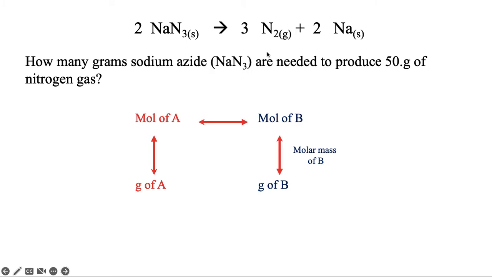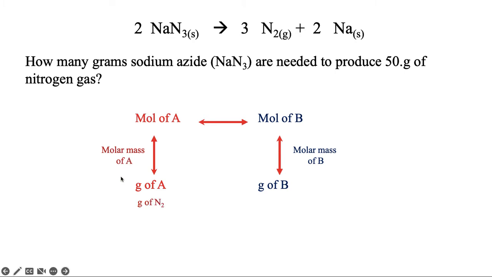So the first thing that I need to do is take that amount of grams and convert it into moles. And I do that by using the molar mass of A. I cannot use the molar mass of B because that's a different compound. I can only use molar mass of B when I'm going from grams of B to moles of B or moles of B to grams of B. To go from grams of A to moles of A, I have to use the molar mass of A.